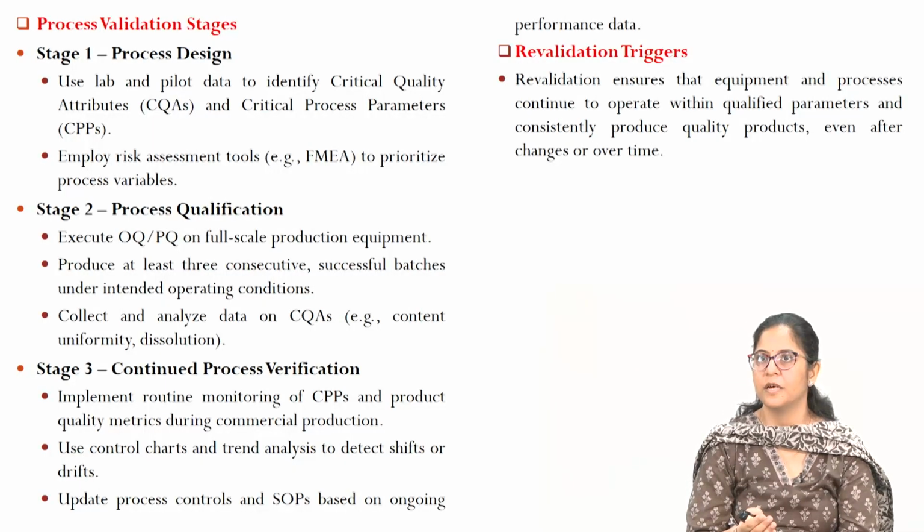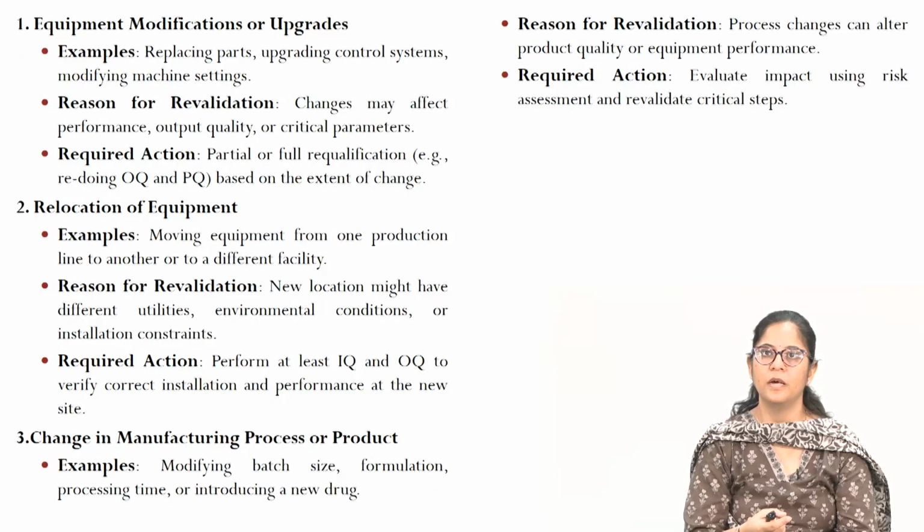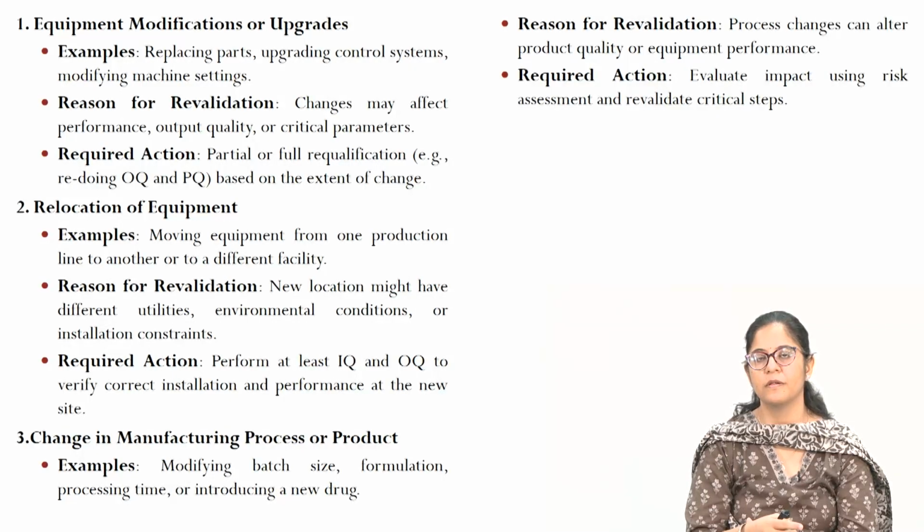Revalidation is required sometimes, so this ensures that equipment and process continue to operate within the qualified parameters and consistently produce quality products even after changes or over time. Equipment modifications or upgrades are a part of it, for example replacing parts, upgrading control systems or modifying machine settings. The reasons could be changes due to performance, quality, output or the critical parameters.